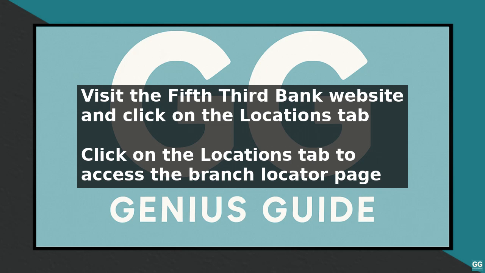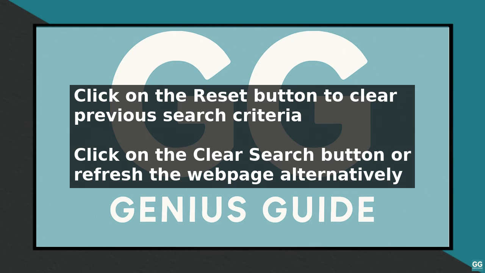To reset the branch locator, click on the Reset button, usually located at the top or bottom of the search results page. This will clear any previous search criteria and allow you to start a new search. Alternatively, you can also reset the branch locator by clicking on the Clear Search button, if available, or by refreshing the web page. This will remove any previously entered search criteria and allow you to enter new information.